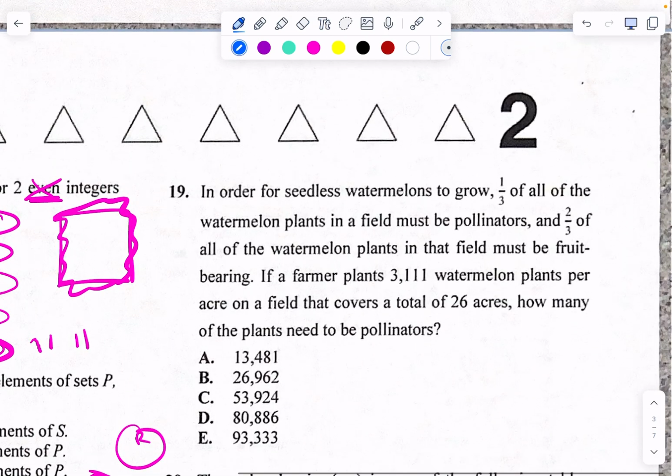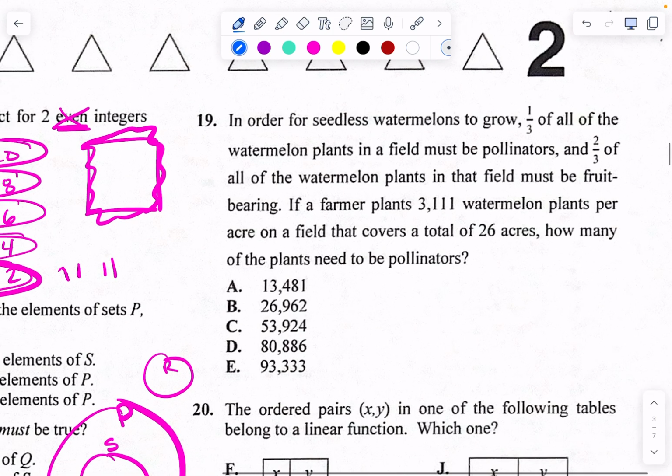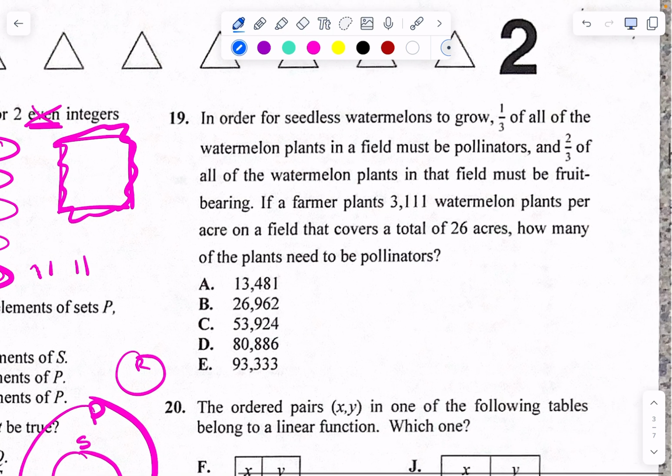All right, 19. In order for seedless watermelons to grow, a third of all watermelon plants in a field must be pollinators, and 2/3 of the watermelon plants in that field must be fruit bearing. Pollinators equals a third, fruit bearing equals 2/3.